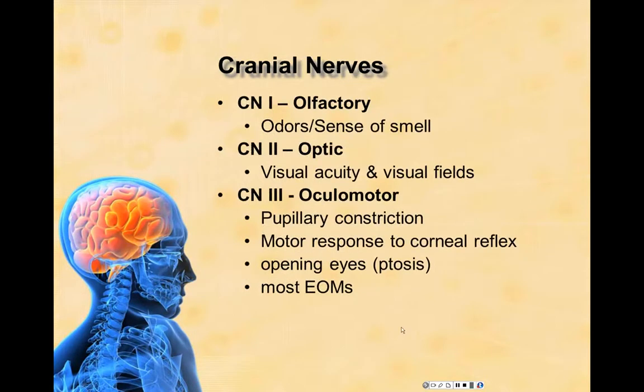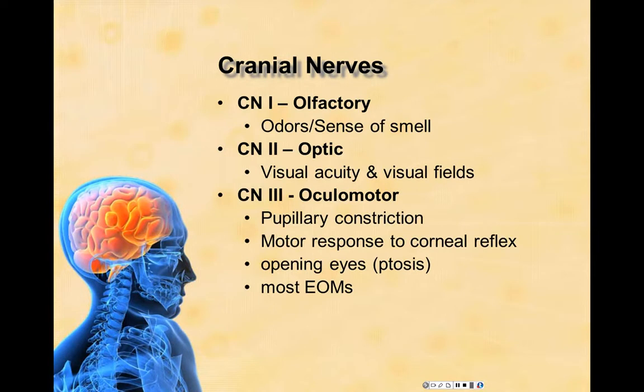Then the cranial nerves, as we went through already. 1 is olfactory, or sense of smell. 2, visual acuity and visual fields. 3 is one of the cranial nerves responsible for the extraocular movements. It's called oculomotor. It also is responsible for pupillary constriction.